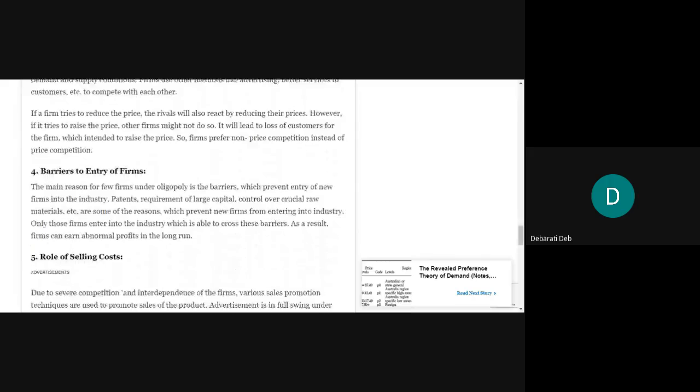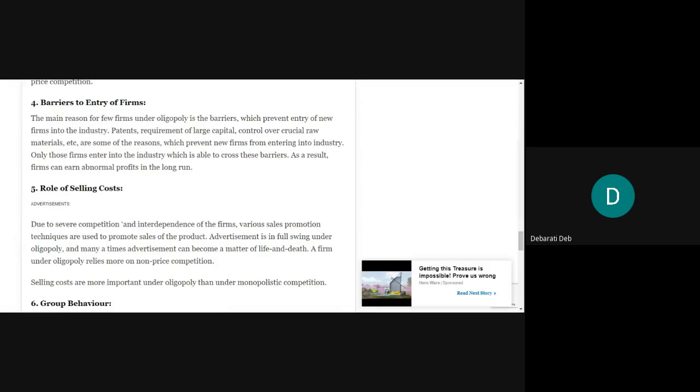Then barriers to entry of firms. The main reason for few firms under oligopoly is the barriers which prevent entry of new firms into the industry. Why? I told you on the very first day, right, when I was discussing the perfect competition market, that when there will be barriers, it means there will be issues of patents and copyrights. Only that will restrict new firms from entering. You cannot copy the products and enter the market like it will happen for a potato market. It's not like that. Or maybe for any soap market. It's not going to happen in oligopoly.